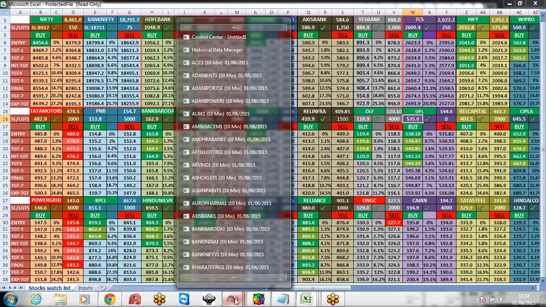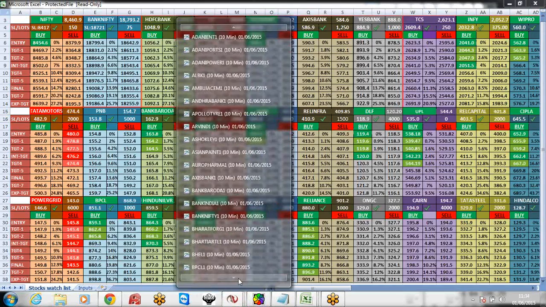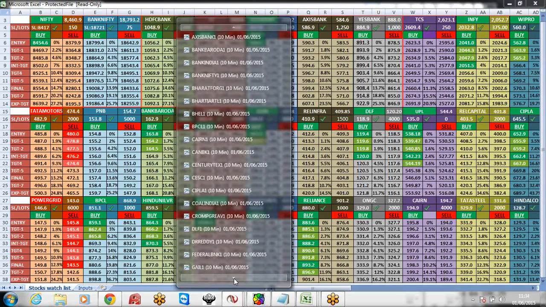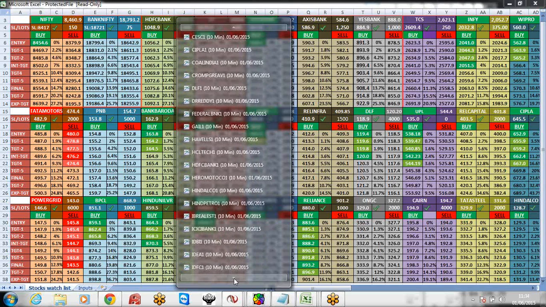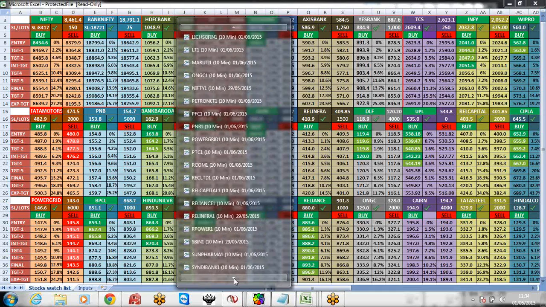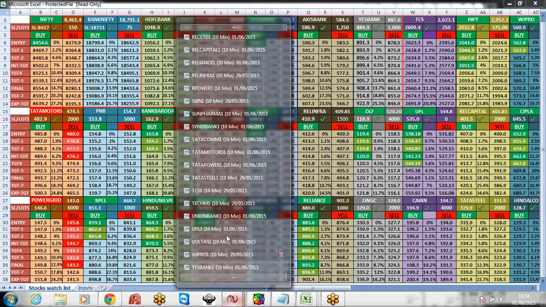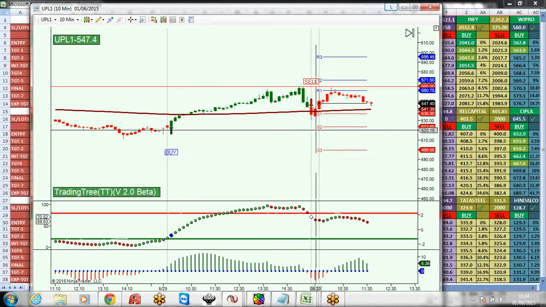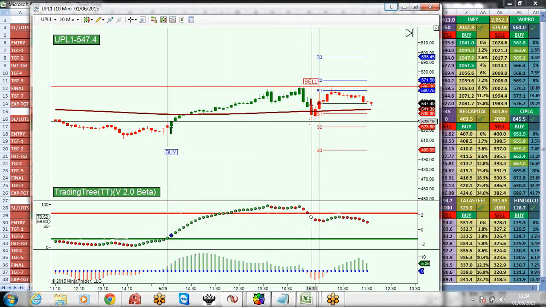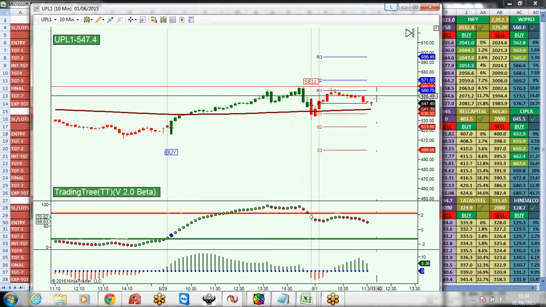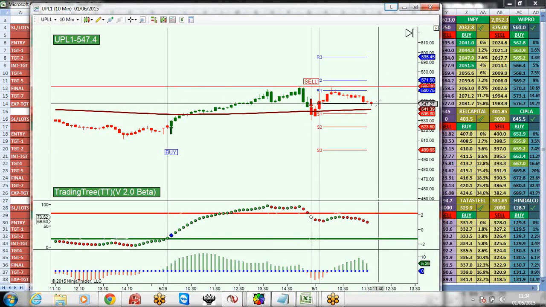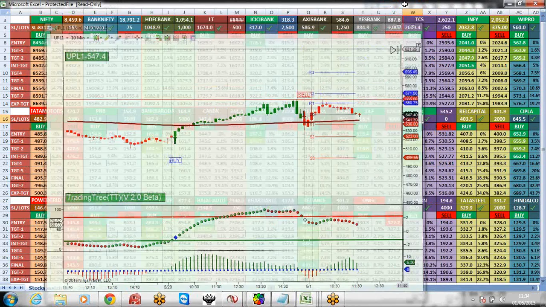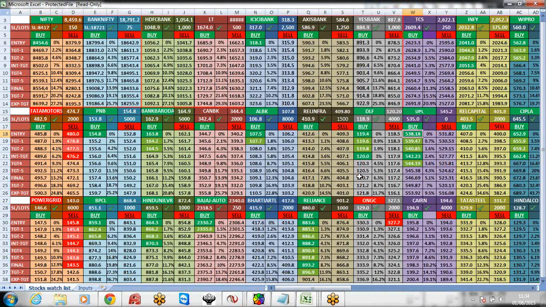So your UPL call has given you profits. This gap down open did not trigger, but we have a buy call here.